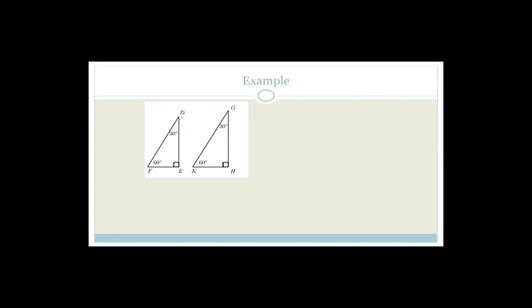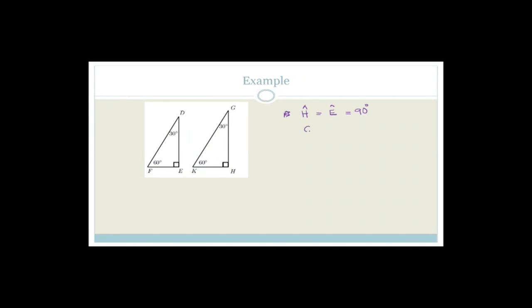And this is an example, obviously. We've got triangle D, F, E, and G, K, H. Before we say anything about these sides, let's talk about whether or not they are similar. Do you agree that angle H equals angle E, right? Because they're both 90 degrees, right?